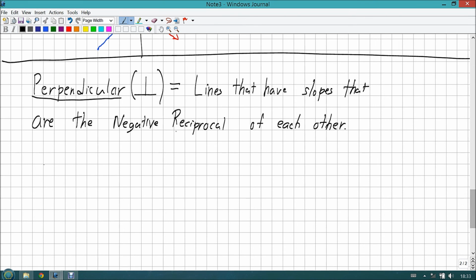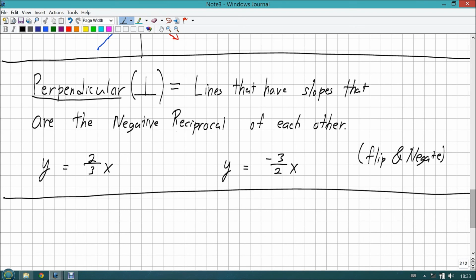So, for an example, y is equal to 2/3 x would have a perpendicular line, y is equal to negative 3/2 x. You flip and negate. Flip and negate. If you can flip and negate the slope of one of them and it becomes the other one's slope, then they become perpendicular. And it works every time.